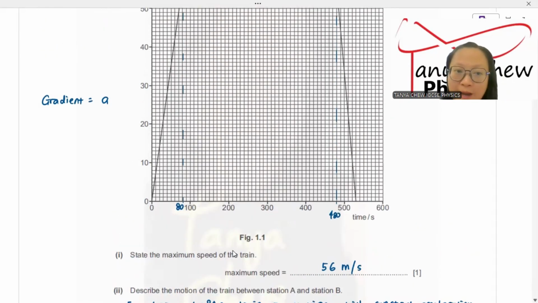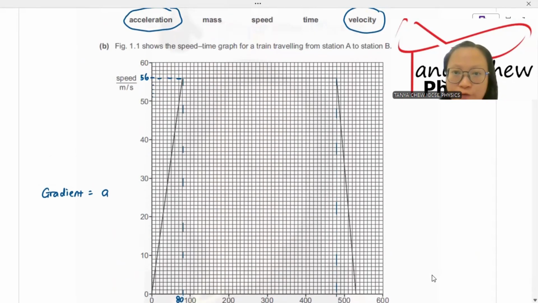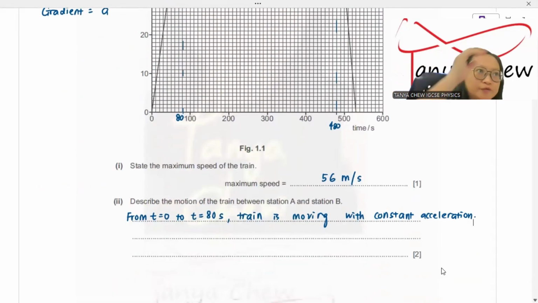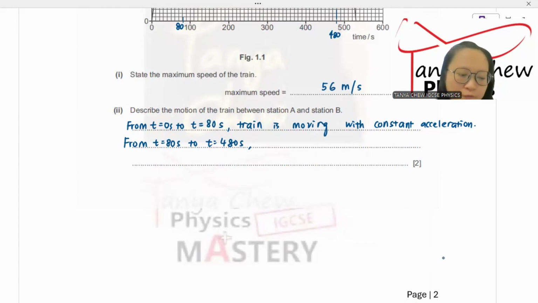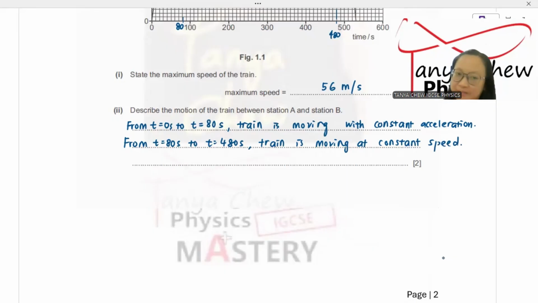And then after that, what happened? From 80 seconds to 480 seconds, you look at the speed of the train, it is constant. This is a horizontal line. So the train is moving at constant speed from t equal to 80 seconds to t equal to 480 seconds. Train is moving at constant speed. And I'm done with that.